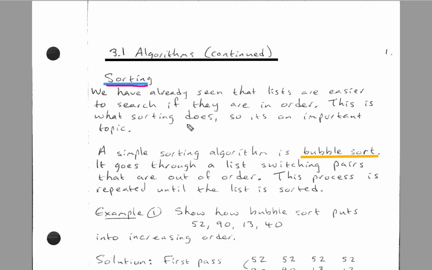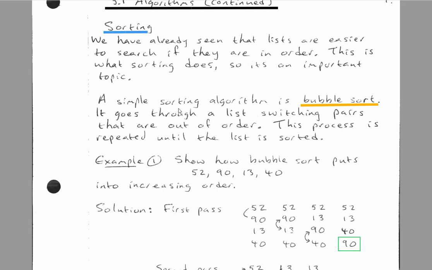So how do you sort a list? What's a good way to put a list, say, of numbers in order? Well, one way is the bubble sort algorithm. Alright, so this is a very simple way, easy to program. So the bubble sort just goes through a list and switches pairs that are out of order.